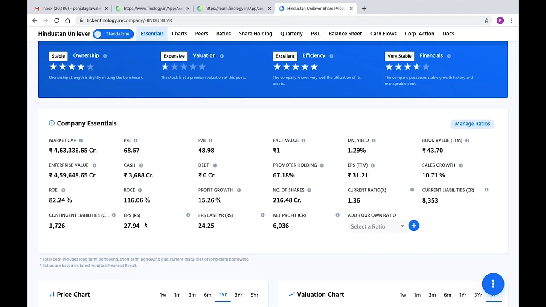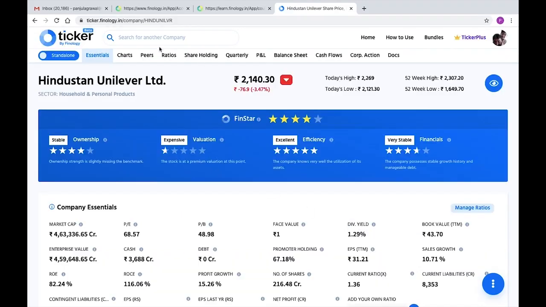A high PE for HUL is also on account of the brand name, trust, and goodwill of the company, where investors are willing to pay a high market price irrespective of its earnings. To get a clear idea, we compare the PE and the PEG ratios of the company with its peers to analyze whether the company is overvalued or not.